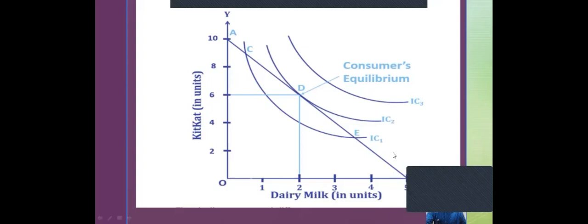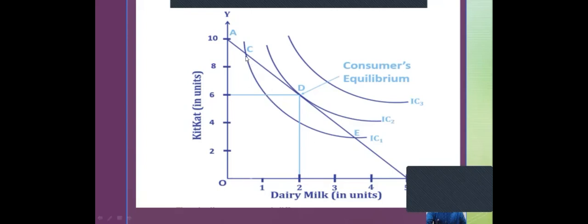You can see from this diagram that point D is the equilibrium point. Why is D called the consumer's equilibrium point? Because here the indifference curve IC2 is tangent to the budget line AB at point D. So D is the equilibrium point. And here the consumer is purchasing 6 units of KitKat and 2 units of dairy milk. The consumer is getting maximum satisfaction and the total money income is spent.